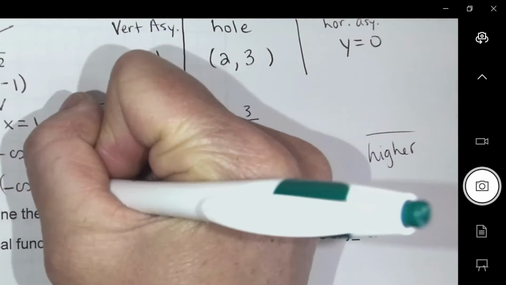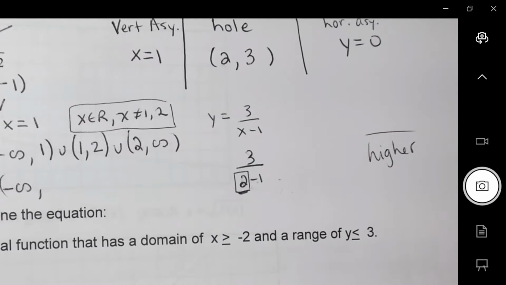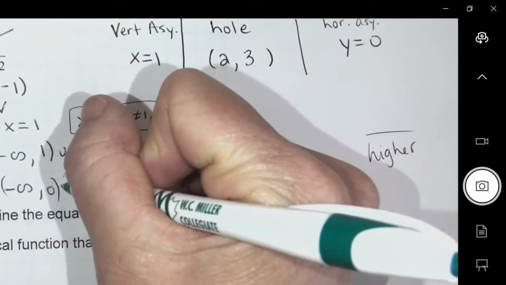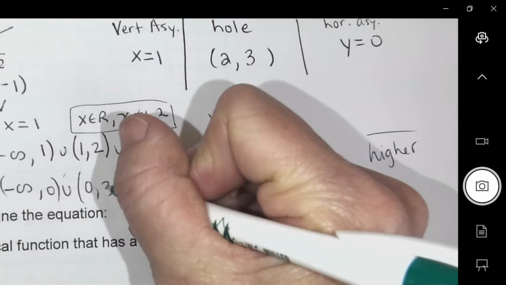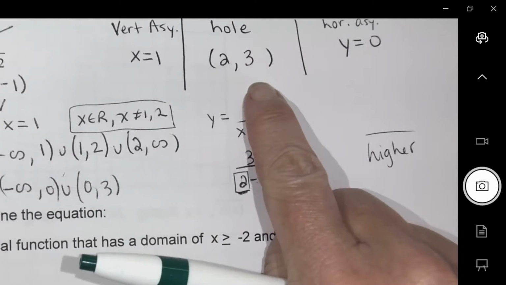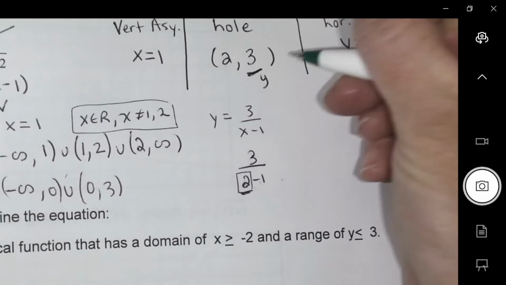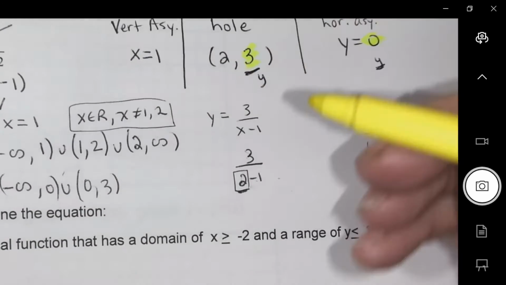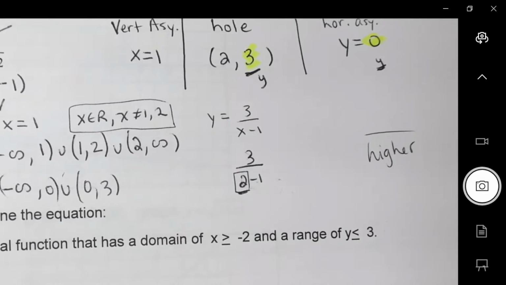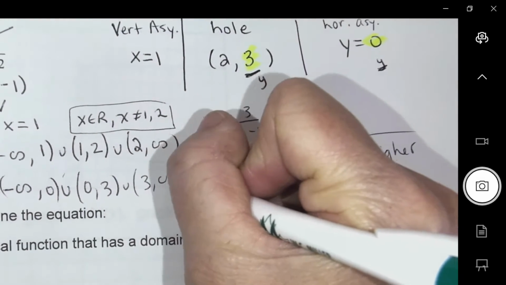So negative infinity, to which height do I go to where I have to skip over that height? 0. And then I can continue from 0 again. And I'm going to get to what? And then I have to miss it. 3. Because I'm skipping over this y value and this y value. These are the 2 y values that I have to miss. So then 3 to infinity.